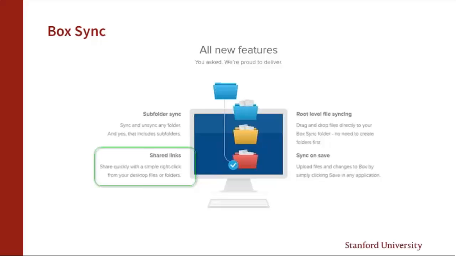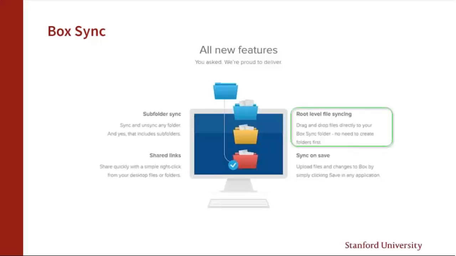Also new is shared link. So on your desktop, you can just right-click on a file in your Box folder, and you're able to get the share link, which you can email out to people. Before, you had to go up to the web page, log into the web page, and then copy it and all that. So you can be doing this in one step instead of three.